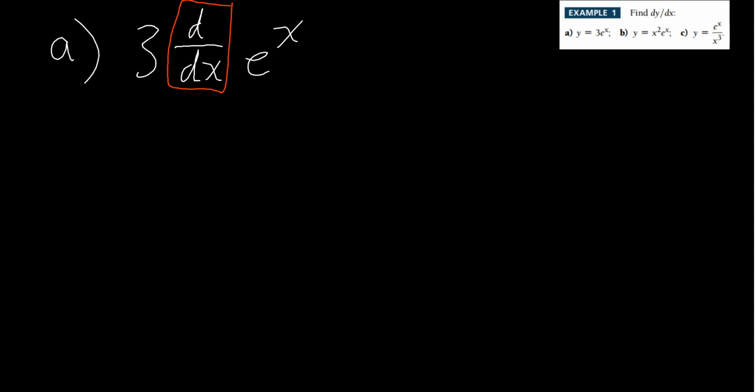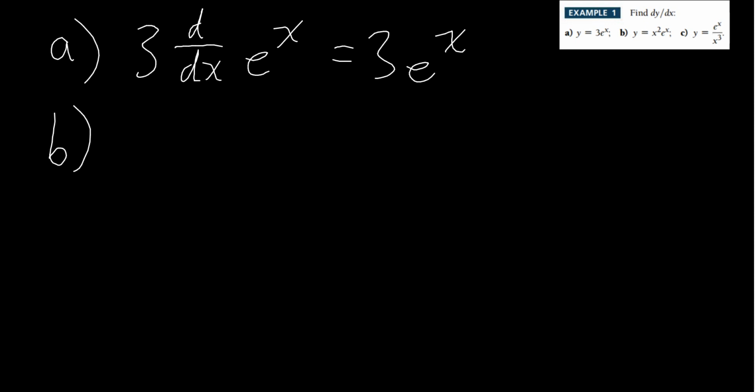All right, so A, we need to find the derivative of 3e to the x. Well, we know we can essentially write that as 3 and then find the derivative of e to the x. Again, this notation just basically means find the derivative of what follows. Well, as mentioned, the derivative of e to the x is simply e to the x, so this is just 3e to the x. Super easy stuff, right? But I promise you it gets a tad harder, but not much.